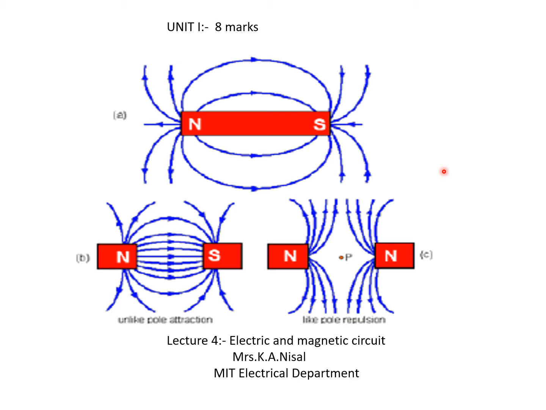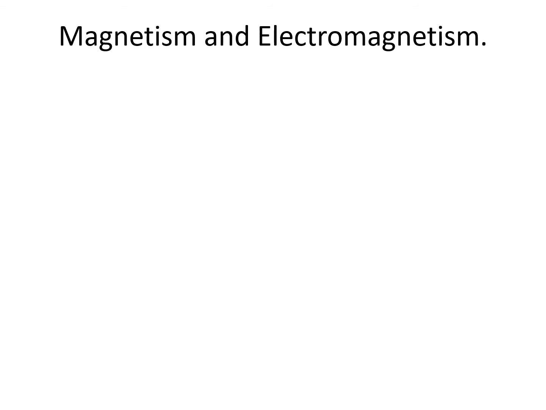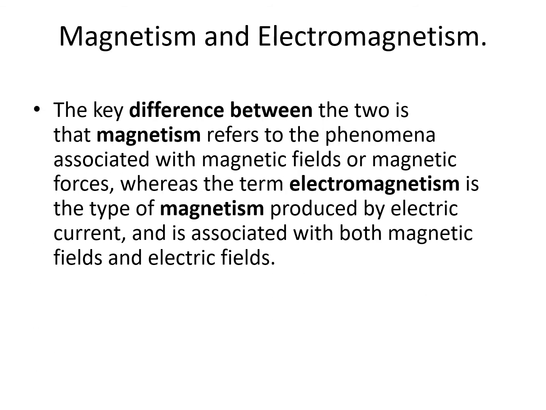So first of all, what was electricity? The current. And what is current? The current is the flow of electrons, or you can say it is a flow of charge. Next was the voltage definition. The potential difference between any two points is known as a voltage. Now in today's lecture we are going to study magnetism and electromagnetism.